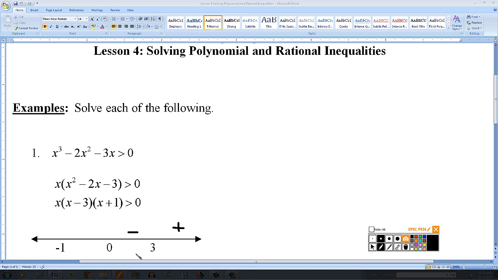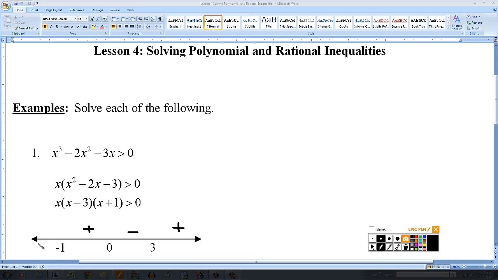So this is negative. Between negative 1 and 0, I'd have to pick a fraction, so I'm going to pick negative 1/2. So I put a negative 1/2, this factor then would be negative. Negative 1/2 minus 3, that factor would be negative, and negative 1/2 plus 1 would be a positive. So the two negatives in the first two factors cancel out and become positive. So in here it's positive.